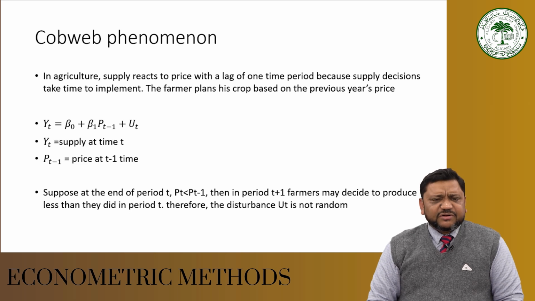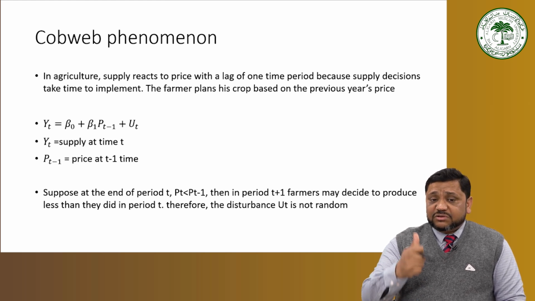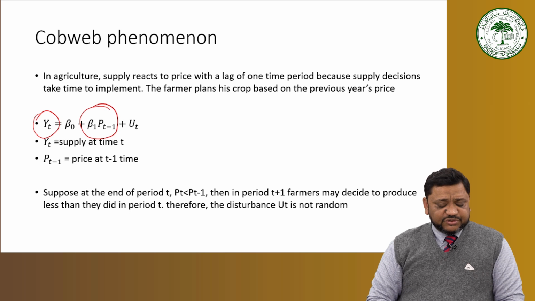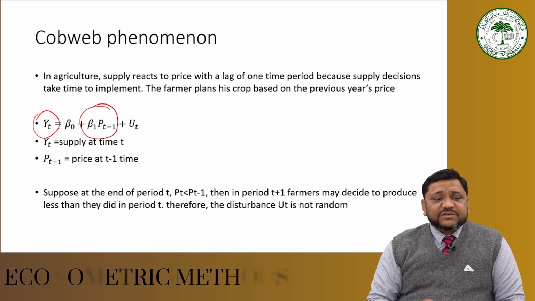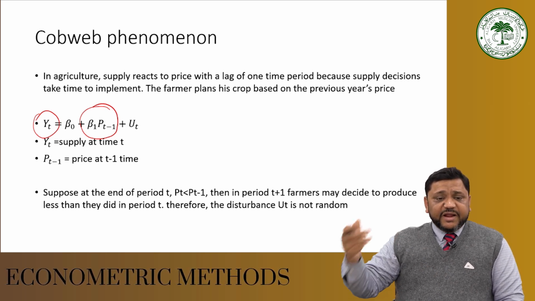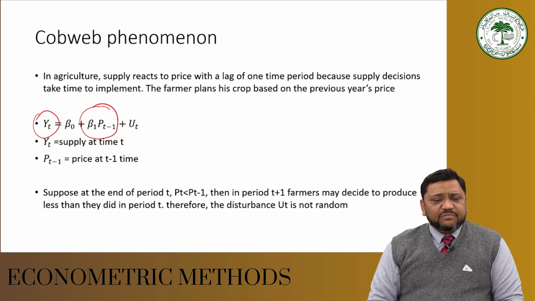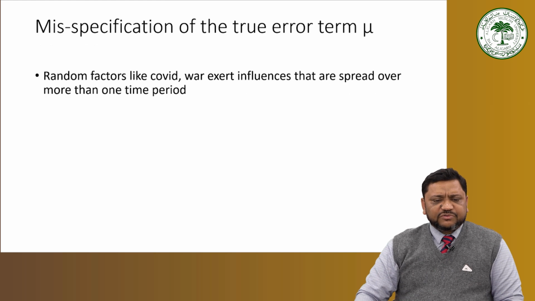Another case, normally with reference to agriculture, is the Cobweb phenomenon. In agriculture, supply reacts to price with a lag of one time period, because supply decisions take time to implement. The farmer plans his crop based on the previous year's price. So Y, the supply at time t, depends upon the previous year's price. Now, suppose at the end of the period, the price for today is less than the price of the last period, then in the next period t plus 1, farmers may decide to produce less than what they did in the current period. Again, such things could lead to a problematic error term, and this could end up with the problem of serial correlation, or as we call it, autocorrelation.